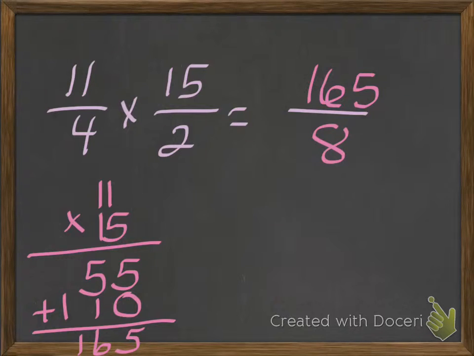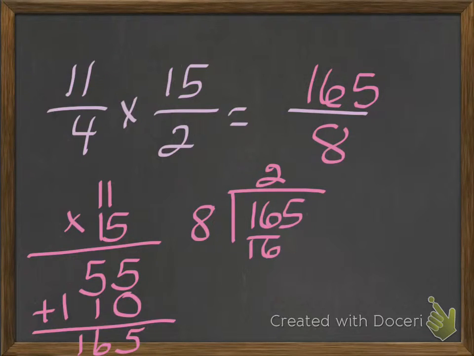Now I have an improper fraction. I need to change that back by simplifying it into a mixed number. So I'm going to take 165 and divide it by 8. So 8 goes into 16 2 times. 2 times 8 is 16. Subtract that, I'm going to get 0. Bring down the 5.